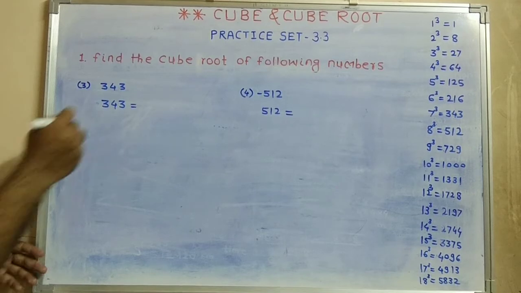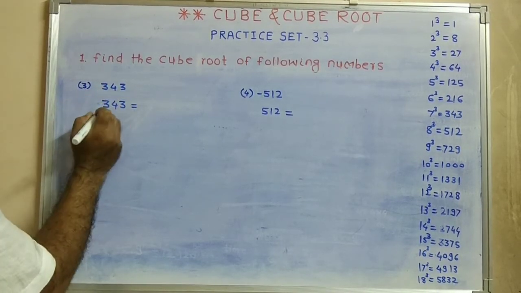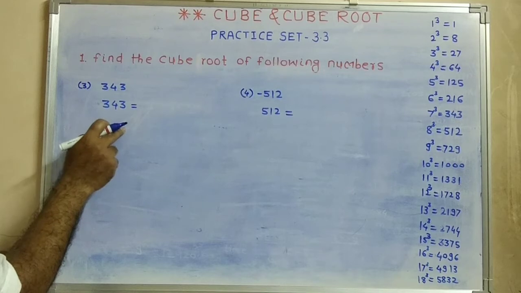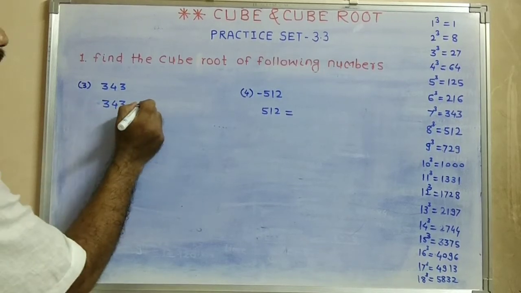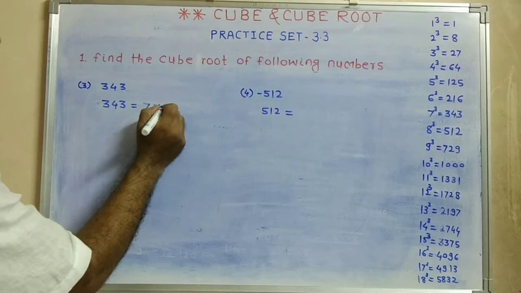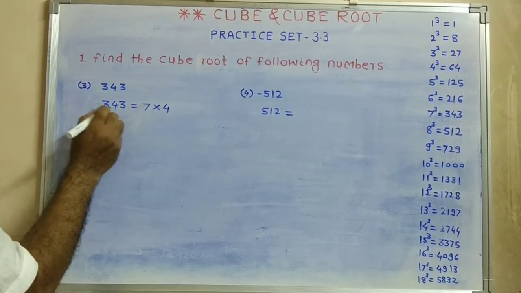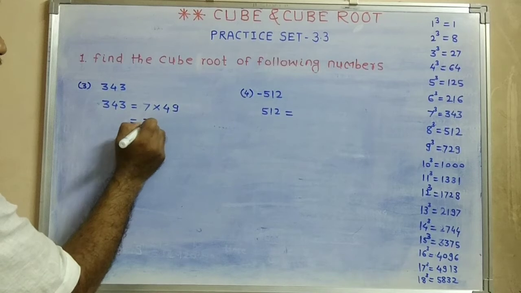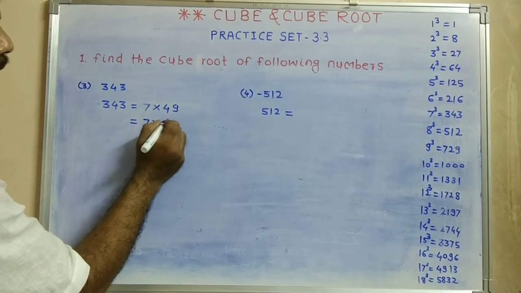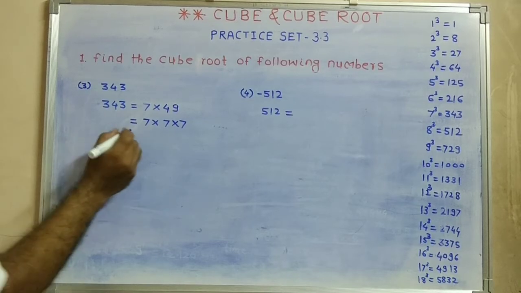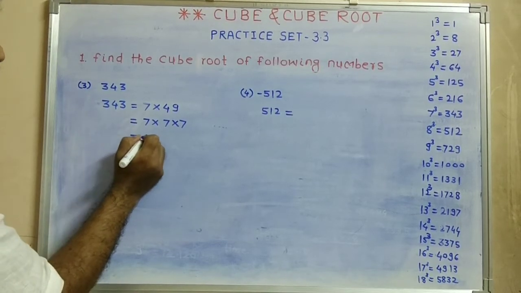Now there is a third example, that is 343. 343 cannot be divided by 2, 3, 4, 5, but it can be divided by 7. Therefore, 7 into 7 4s are 28, then what remains? 6, 7 9s are 63. Therefore 7 multiplied by 49, which can be factorized as 7 into 7, 7 7s are 49. Now 343 can be expressed as 7 cube.